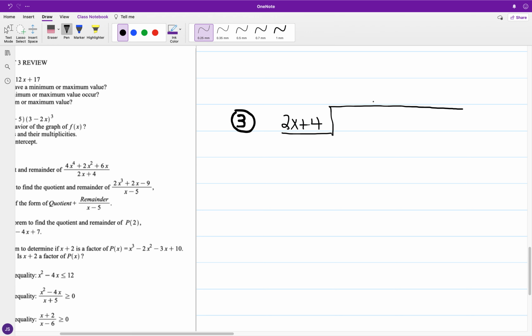So we have 4x to the 4th from the dividend. Now we do not have a cubic term, so I'm going to use 0 as a placeholder to signify a missing cubic term. Now we have plus 2x squared, followed by 6x, and I want the dividend to close out with a constant, so we apply another 0.